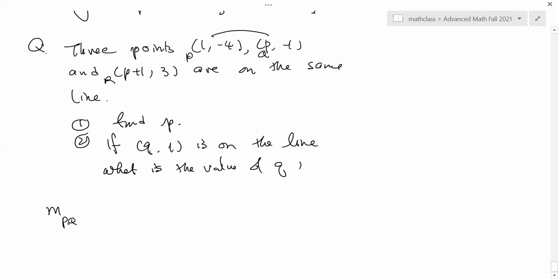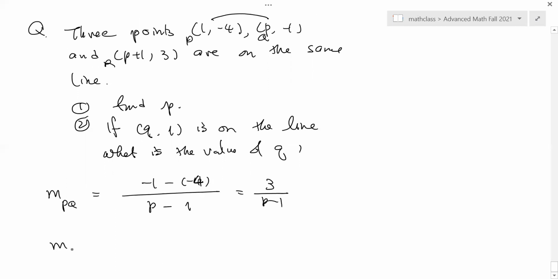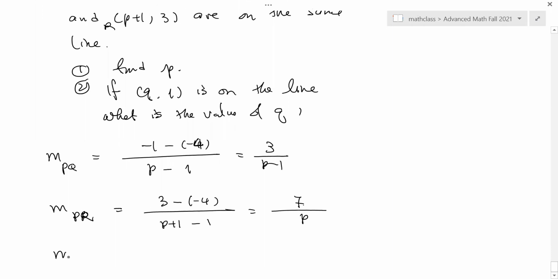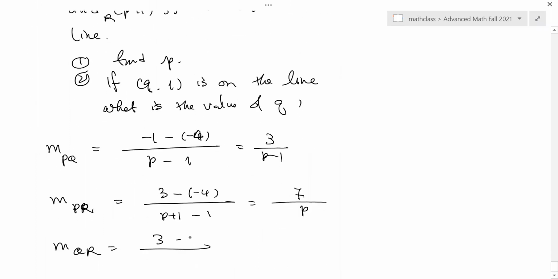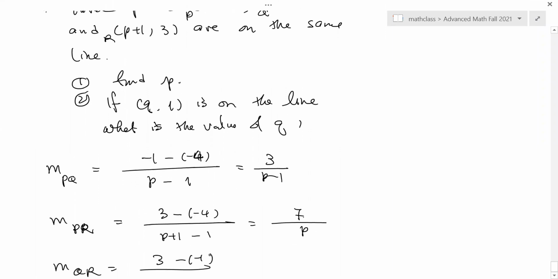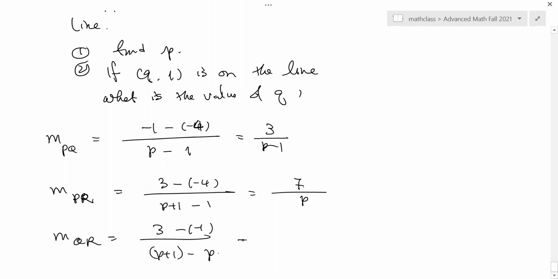The slope between the points P and Q is going to be the difference of the y-coordinates over the difference of the x-coordinates, so it's 3 minus negative 4 over p minus 1, which is 7 over p minus 1. So the slope depends on the value of p. Then M for P and R: 3 minus negative 4 over p plus 1 minus 1, so I get 7 over p. Then M for Q and R: 3 minus 3 over p plus 1 minus p.